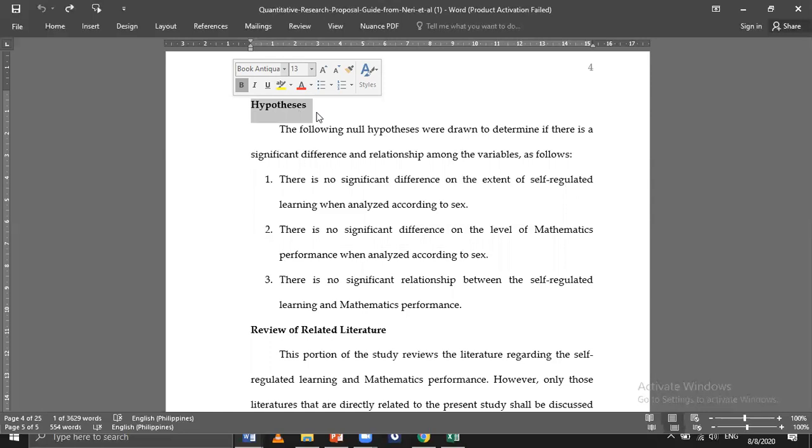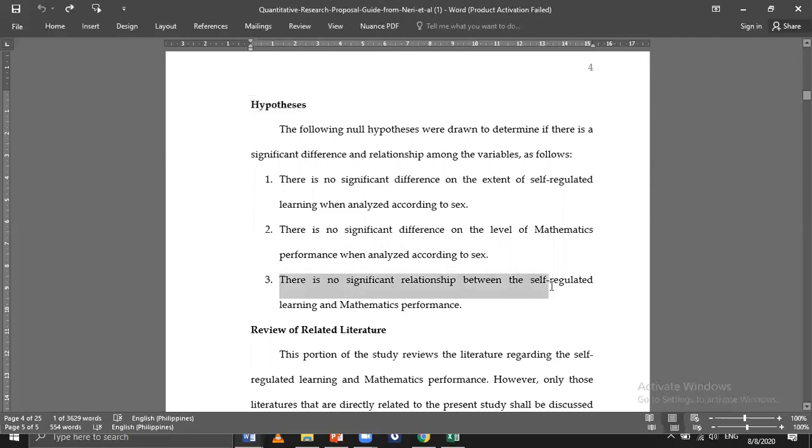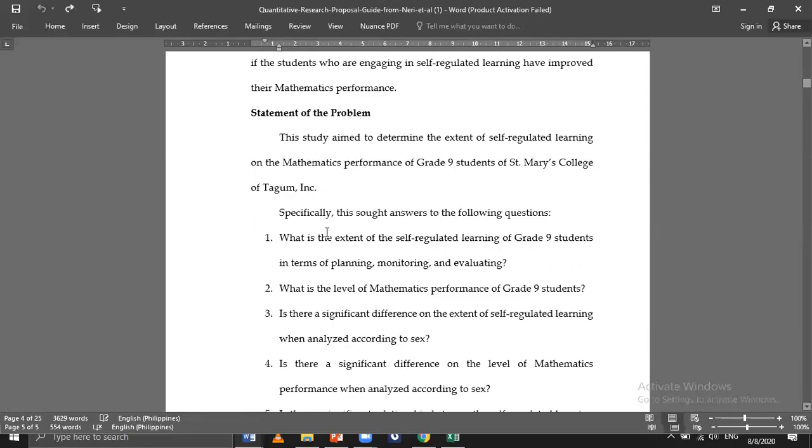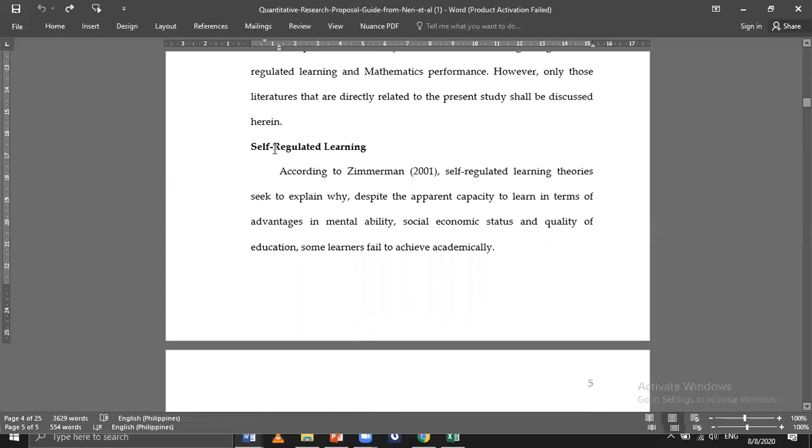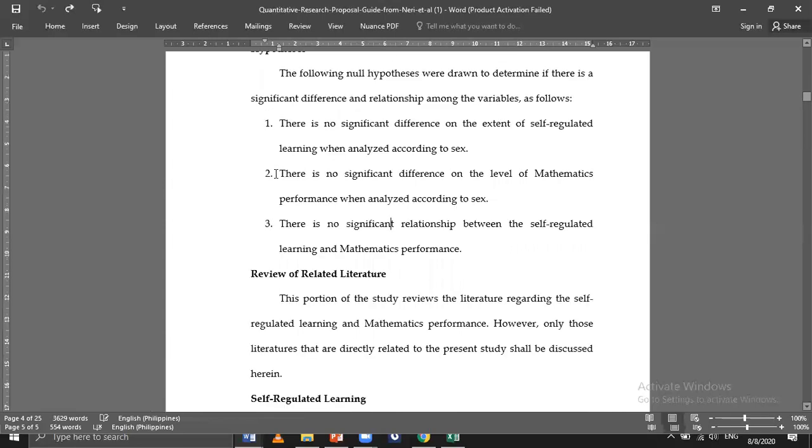And when you have the result, you can say, hypothesis number 3, which states there is no significant relationship between the self-regulated learning and mathematics performance, is rejected because there is a significant relationship between self-regulated learning and mathematics performance. So just that. Okay.